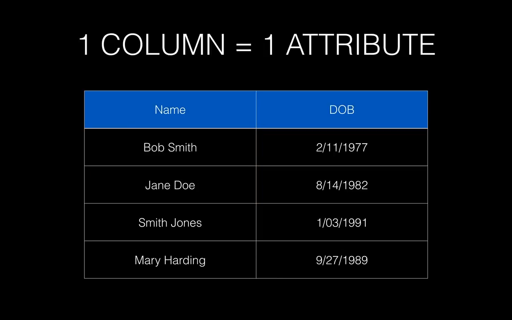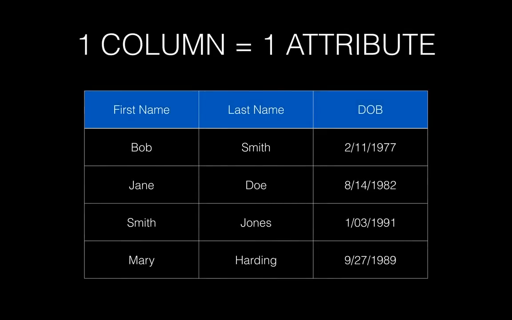One column provides us with a single attribute, meaning that each column contains data only about a single attribute of the thing we're describing. So, for example, if I have Bob Smith in the name column, I'm actually describing two things. Instead, we'll divide it up into two columns, a first name column and a last name column.